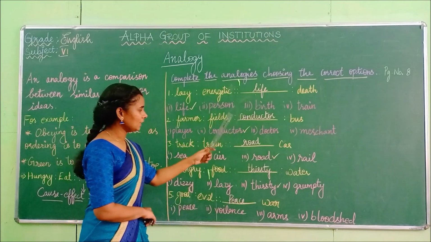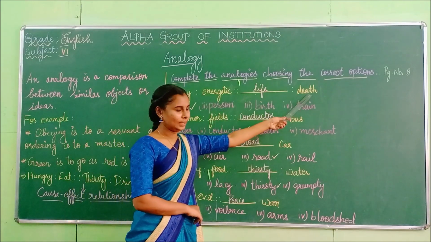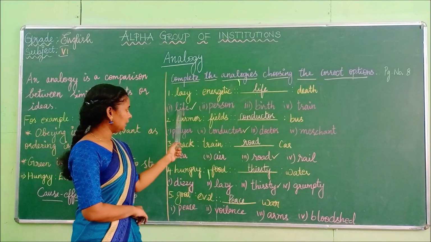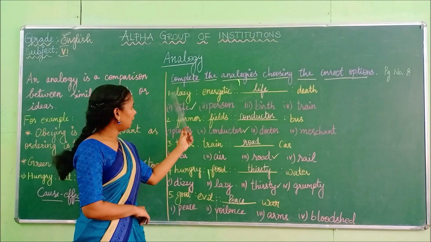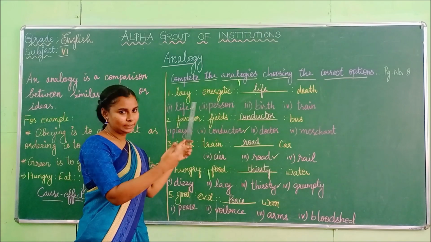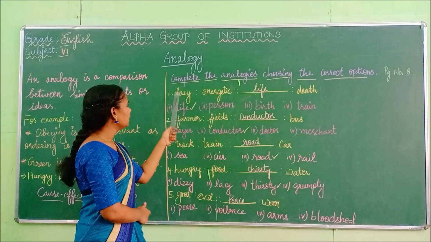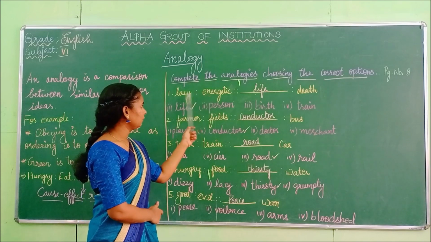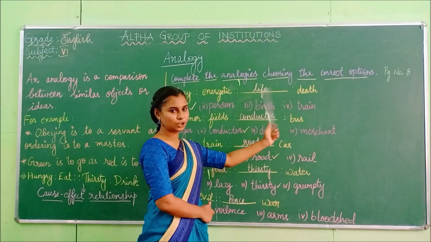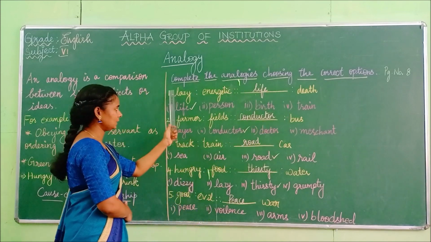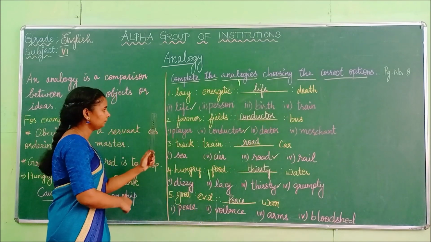Here, what is the answer? Here they have given death. See, so the answer is life. So what does this indicate? Actually, this is the antonyms, opposites. So lazy, energetic, these are the opposite words. So life, death, these are the opposites. So it indicates the antonyms of analogy.